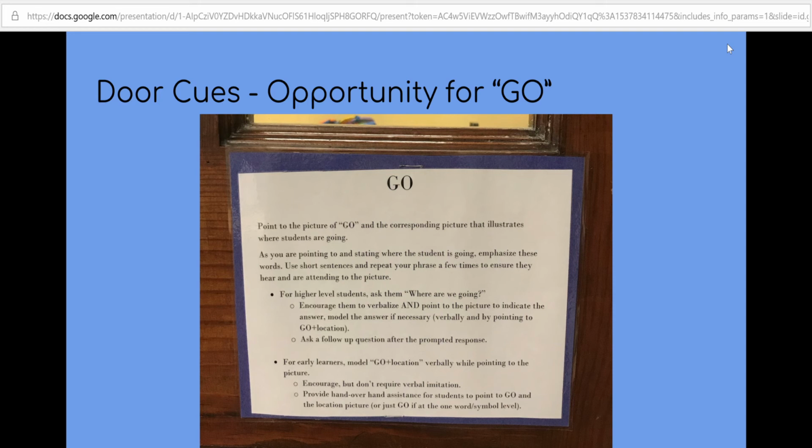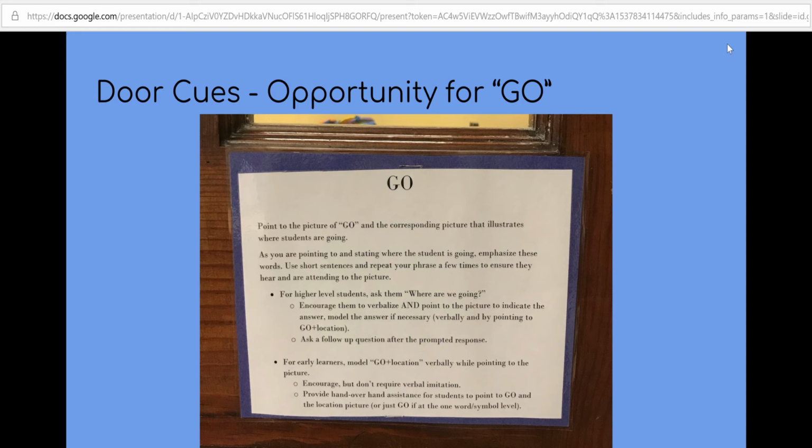So for higher level students, you will ask them, where are we going? Because you probably have told them where they were going previously. So they might be able to answer that question. But if they don't, you can reference the visual and see if they can identify the answer of where they're going. You can prompt them if necessary. And so you can point to and then tell them exactly where they're going. So point to go and then the picture symbol of the location. Then you can ask them a follow-up question after to see if they remembered what you had already prompted them.